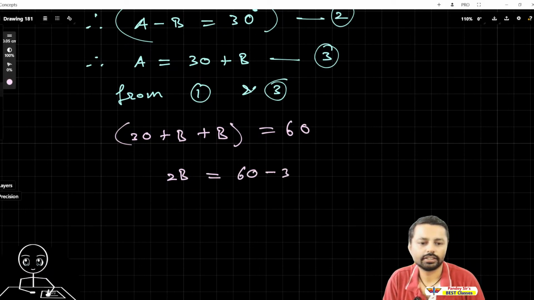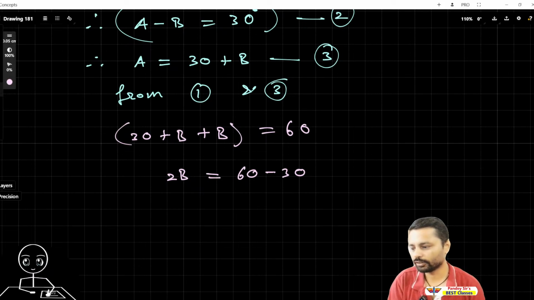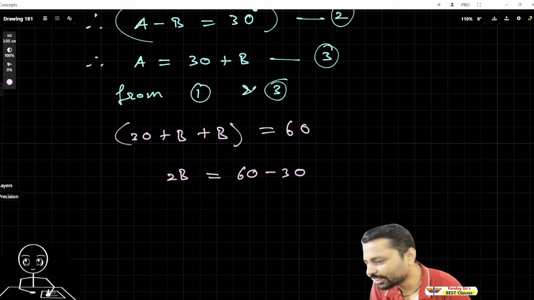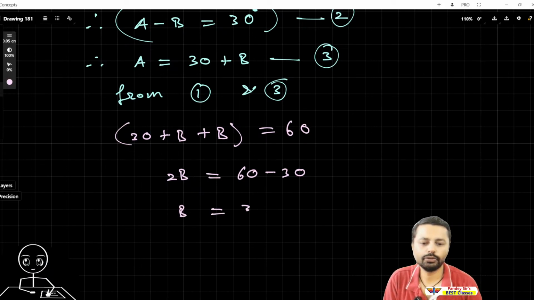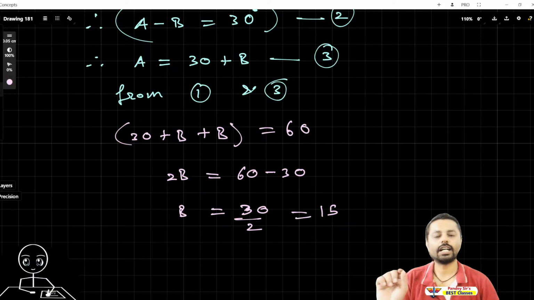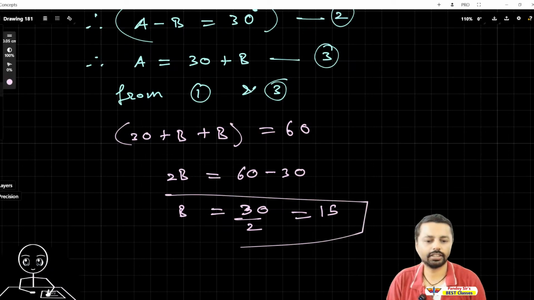So what is the 2B value? 60 minus 30. Let's see who finds it first. Okay, here I think you can do it. So try once. Oh, it's you, Rishvita. Okay. Continue. Try to reply to that one. So B equal to 30 by 2. What is it? It's 15. Okay. Now I'm not giving the value of A. Let's see who finds it first. Who says the correct value of A?